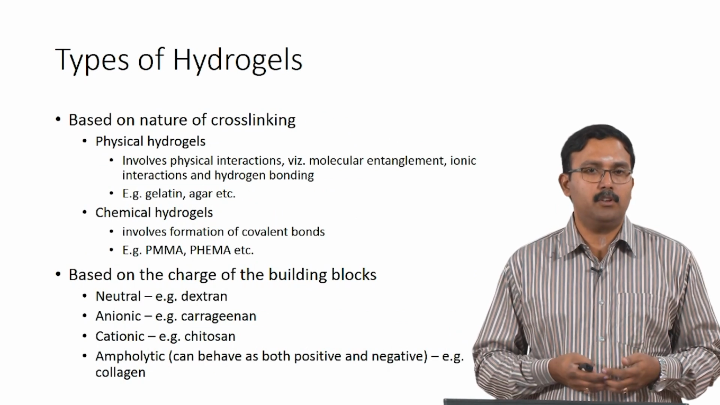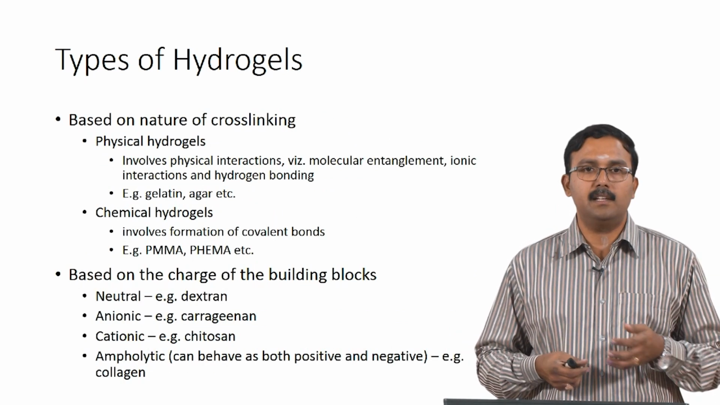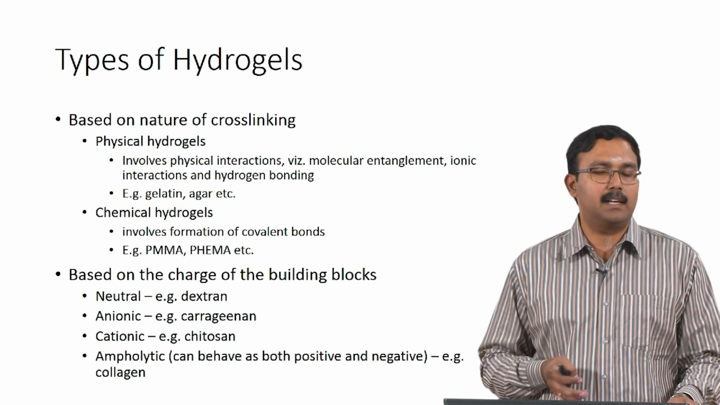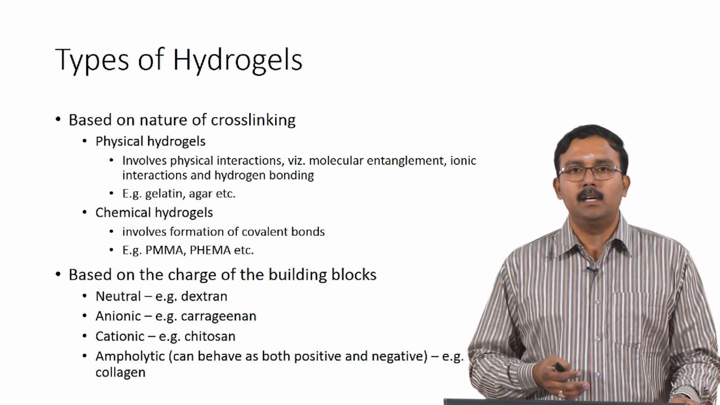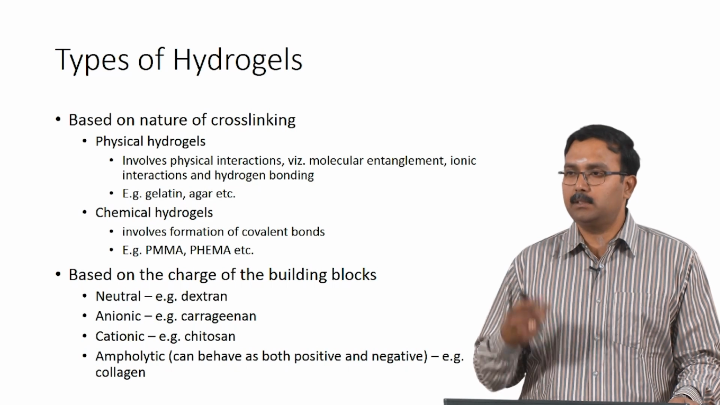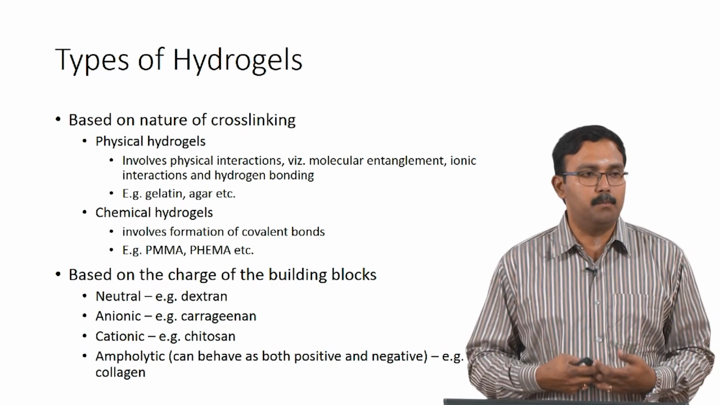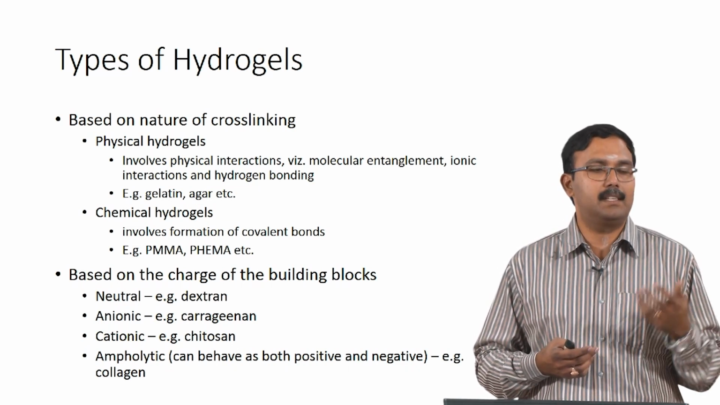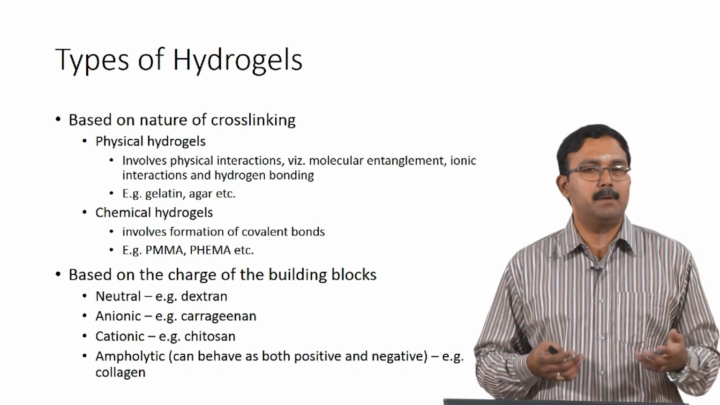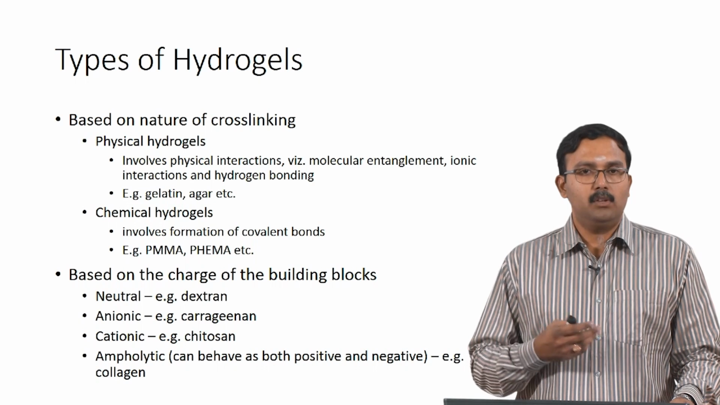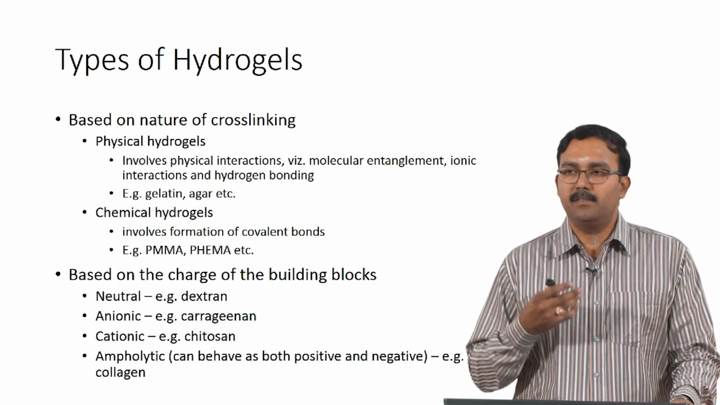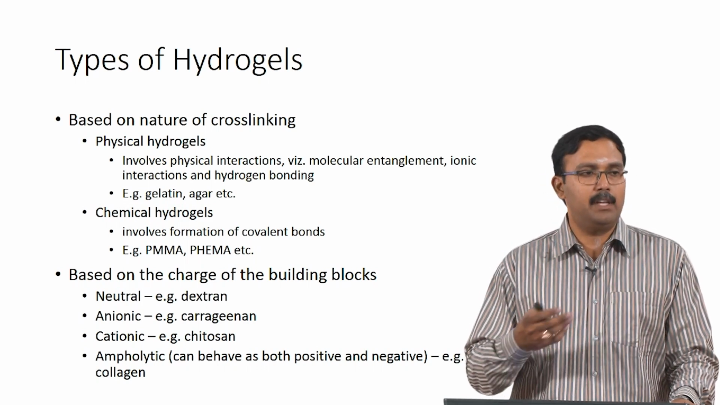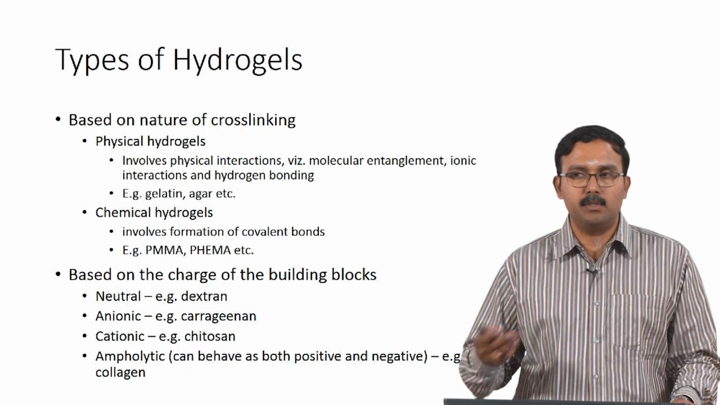Based on the nature of cross linking, you can classify them as physical hydrogels and chemical hydrogels. Physical hydrogels basically involve physical interactions like molecular entanglement, ionic interactions or hydrogen bonding, whereas chemical hydrogels actually have cross linkers which form covalent bonds. Examples for physical hydrogel would be gelatin or agar, and chemical hydrogels would be PMMA, polyhema and so on. Based on the charge of the building block, hydrogels can be classified as neutral, anionic, cationic or ampholytic. All these have their own advantages depending on the application. People try to use different things.